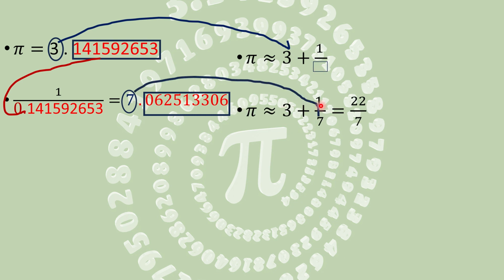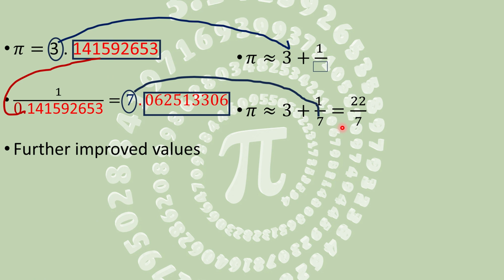So we get 3 plus 1 by 7, that comes from here. When you simplify this, 3 plus 1 by 7 would give you 22 by 7. You know how to take the LCM of two numbers. 7 3s are 21, plus 1, that is 22 by 7. So that's simply the first approximation of pi, and this is known as a rational approximation.